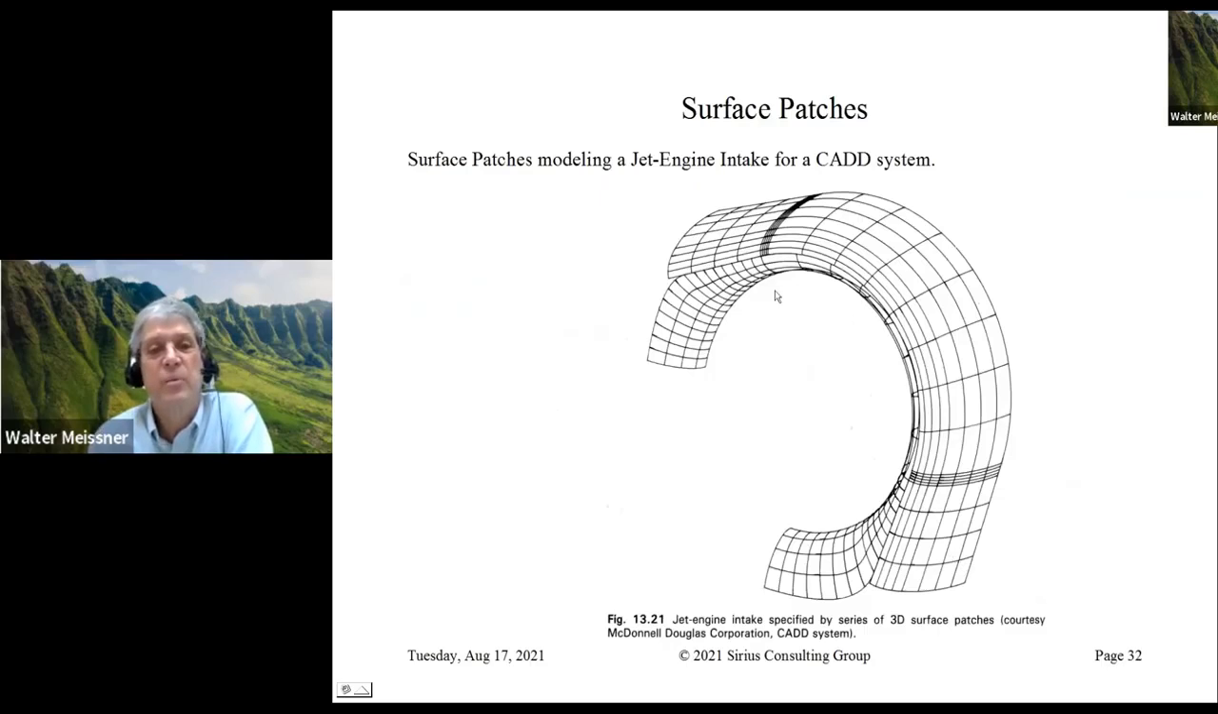So here's a case where this was a jet intake engine modeled for a CAD system. I imagine there are at least 2 Bezier curves. One is out here and one is on the inside, and they're probably matched here. But again, there could also be some matching here, and the matching would be done with these spline curves.